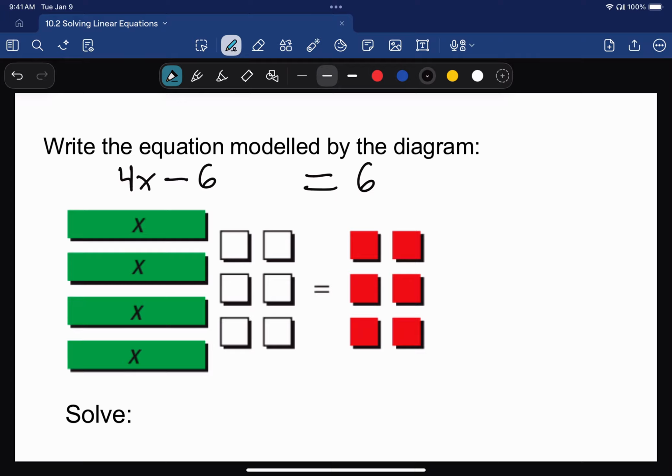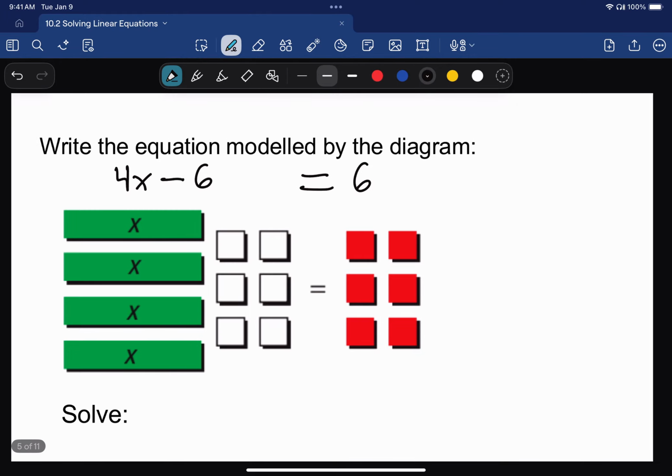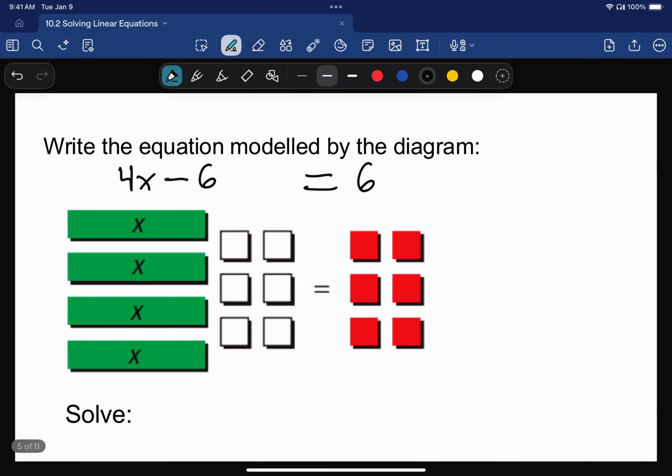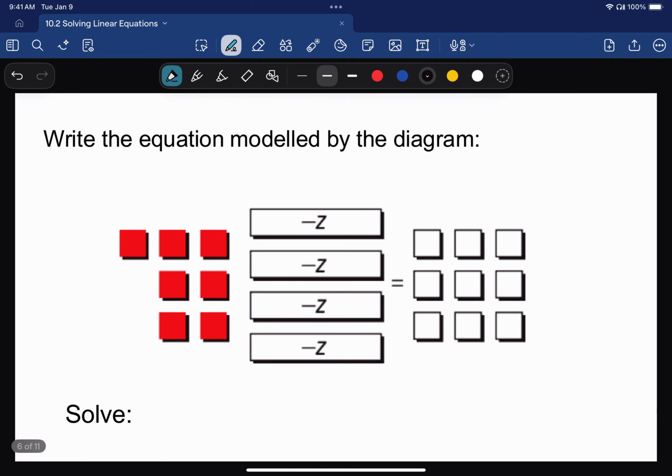Now, I'm going to show you how to solve these equations using opposite operations in a second. So let's just practice modeling one more. Here we have 4x minus 6 equals 6. And here, this one looks interesting. We have 1, 2, 3, 4, 5, 6, 7 of these blocks. And we have 1, 2, 3, 4, so minus 4z. And we have 1, 2, 3, negative 9, because these are not shaded in. So our equation would look like 7 minus.